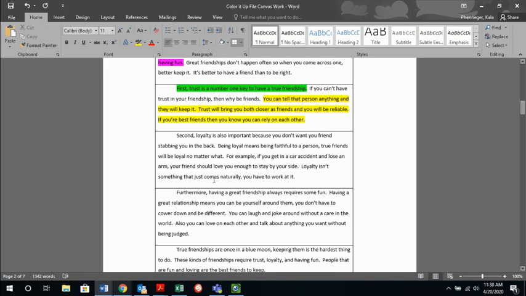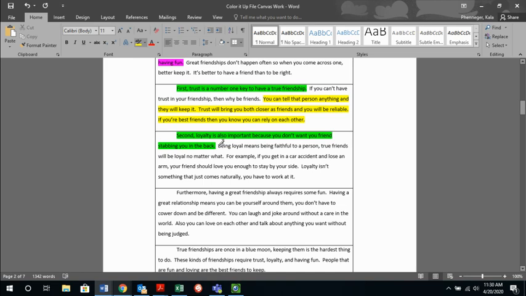Loyalty isn't something that just comes naturally. You have to work for it. So very clearly, we have our topic sentence up here. It says, second, loyalty is also important because you don't want your friend stabbing you in the back. So he's introducing his next example, and that is the idea of loyalty. And he starts giving details.